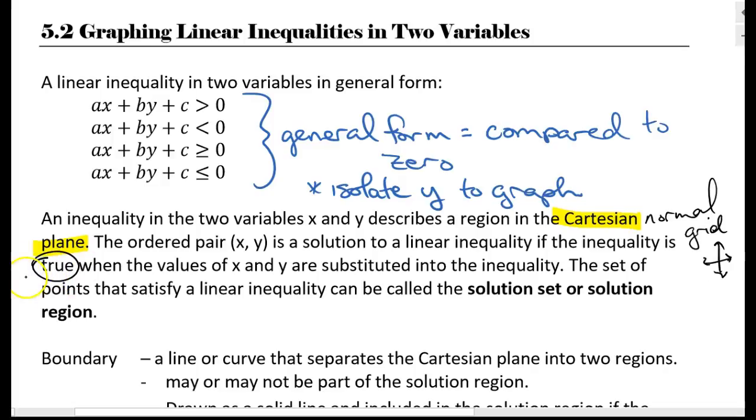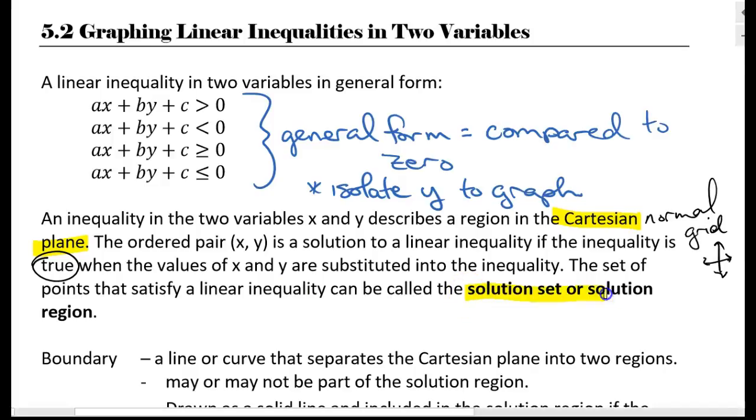Okay, and so remember, true meaning that it keeps the meaning of those signs to be exactly what they mean. So greater than, so that means that this number on the left-hand side has to be greater than 0 when the values of x and y are substituted into the inequality. The set of points that satisfy a linear inequality can be called the solution set or solution region.